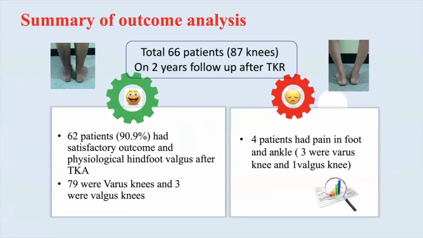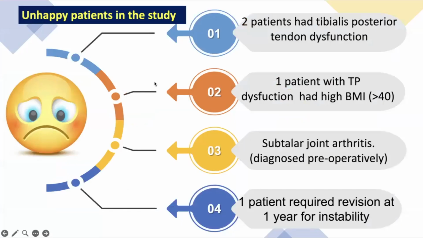The summary of our outcome analysis shows that out of 66 patients at 2 years follow-up, around 90% of the patients showed a satisfactory outcome, and they came into the physiological hindfoot valgus after total knee arthroplasty. Whereas 4 patients had persistent pain in both the foot and ankle, and the majority of them were in a varus knee. I will explain about our unhappy patients.